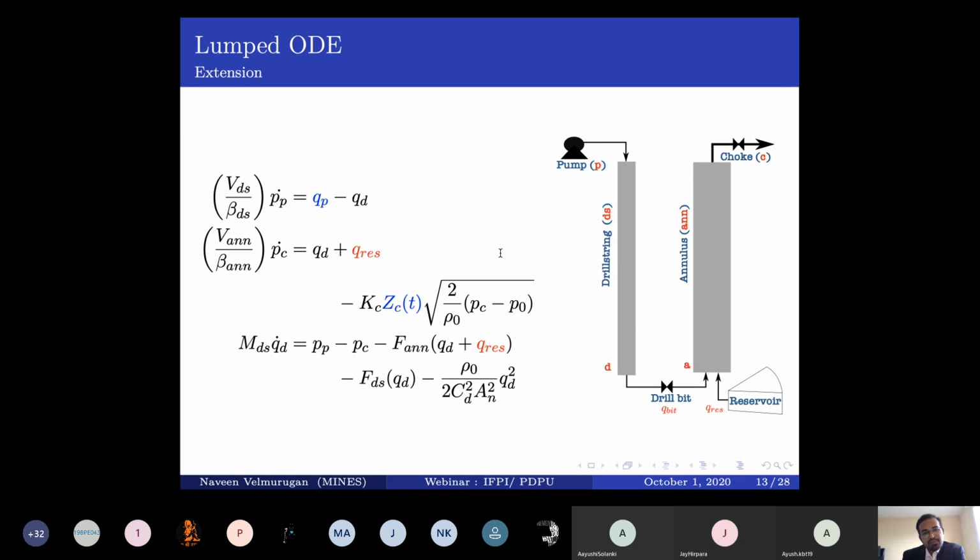Please take a look at the terms in blue, QP and ZC. These are blue for a particular reason. They are at the surface and we can control them, right? These are the inputs for this system. You can change the dynamics of all the states by changing your pump flow or by changing the opening of your choke valve. So this is the simple representation of an MPD system, right? You can dynamically control your pressure just by changing the restriction on the choke valve.